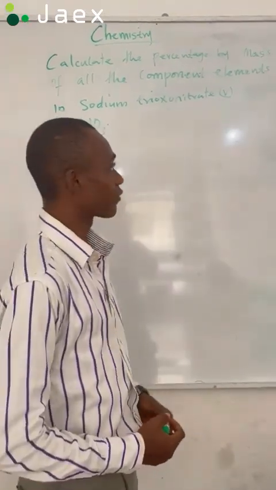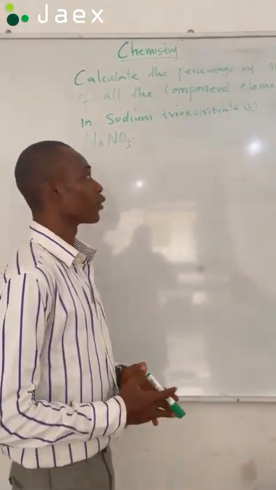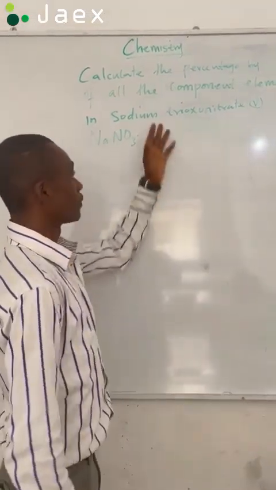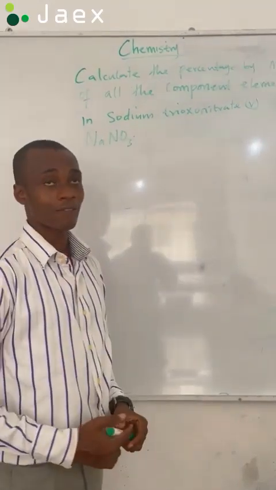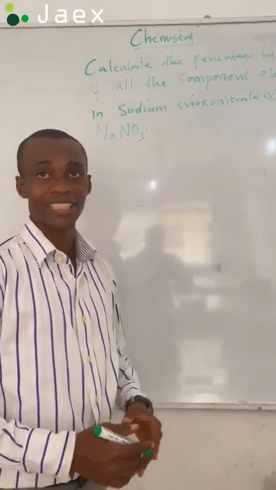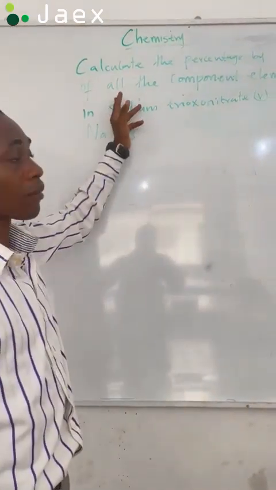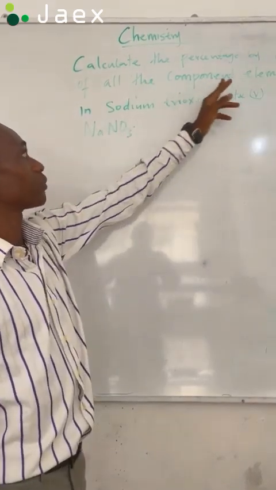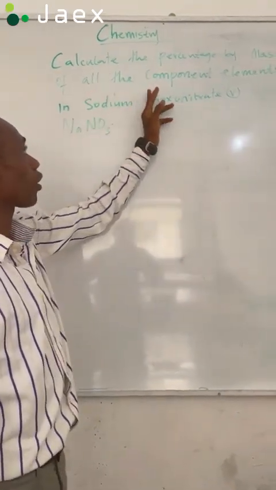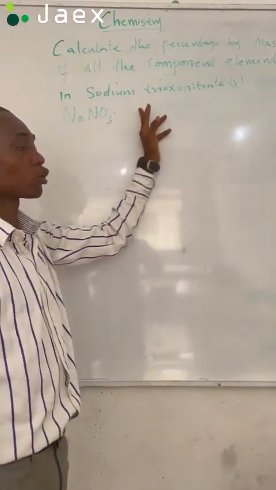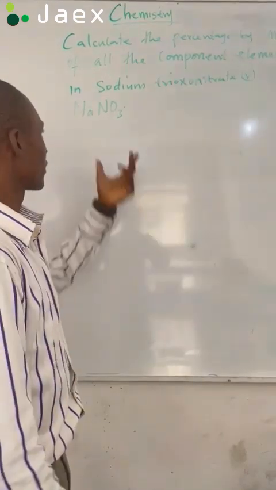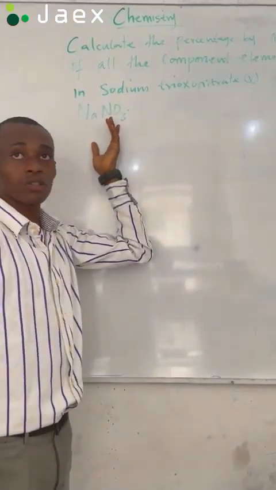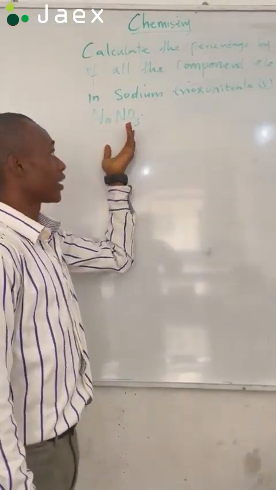Alright, welcome back everyone. This afternoon we are going to be looking at how to determine the percentage by mass of an element that is present in a given compound. Now let's take for example, we are being asked to calculate the percentage by mass of all the component elements that make up sodium trioxonitrate 5. Now this is the chemical symbol for sodium trioxonitrate 5.